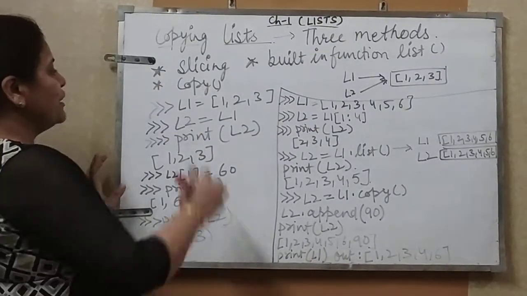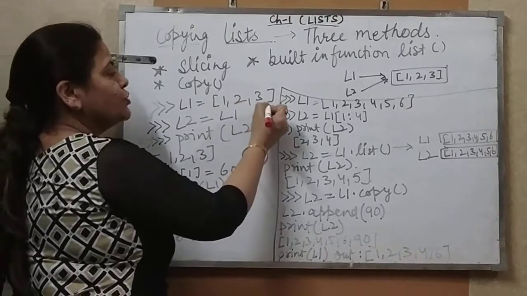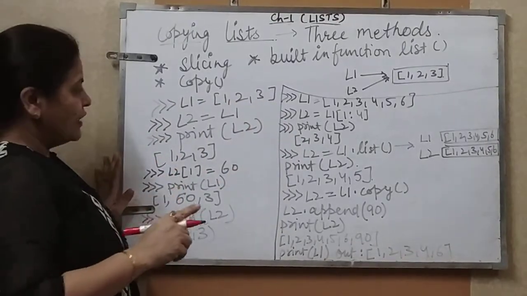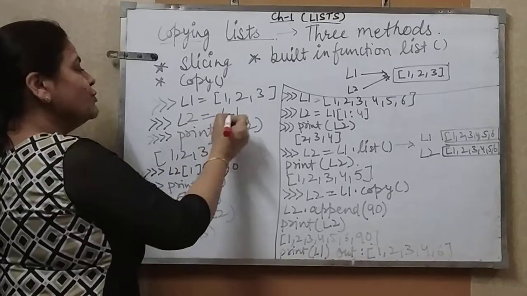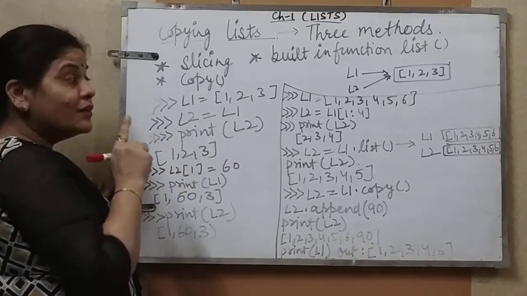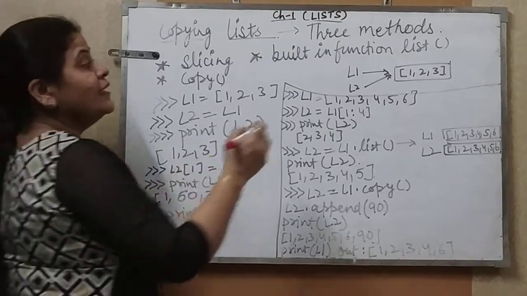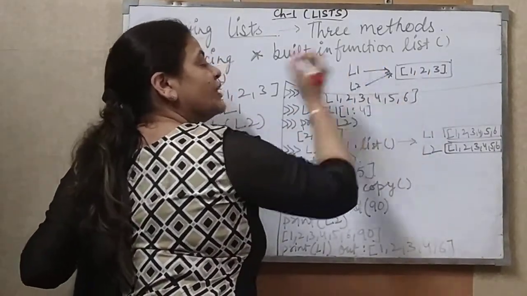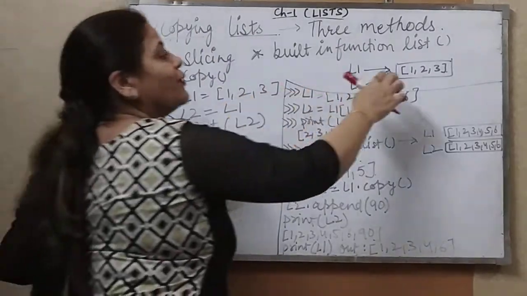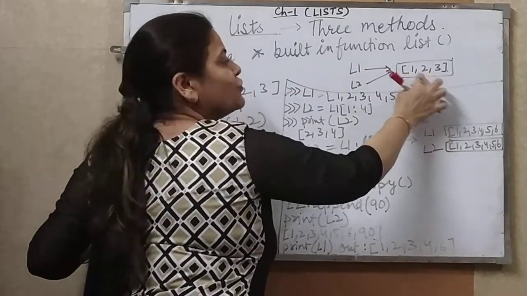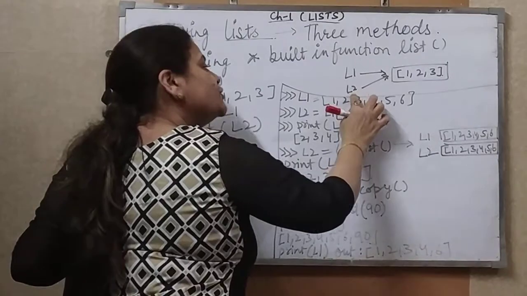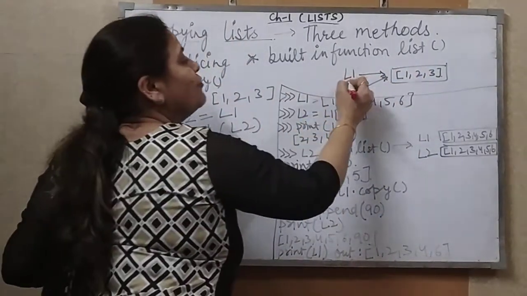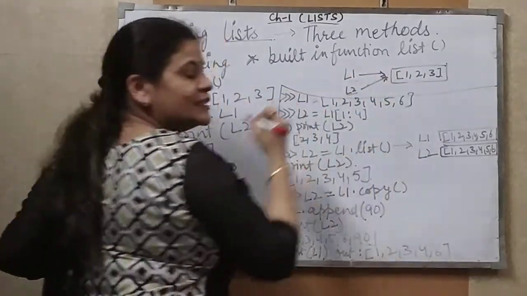Now what happens if I write L1 is equal to 1, 2, 3. I create a list L1 with the elements 1, 2, 3. And if I give L2 is equal to L1, then in the memory, it will store the value in the variable L1 as 1, 2, 3. Whatever the location for L1 is, L2 will refer to the same object. Both L1 and L2 are referring to the same object.